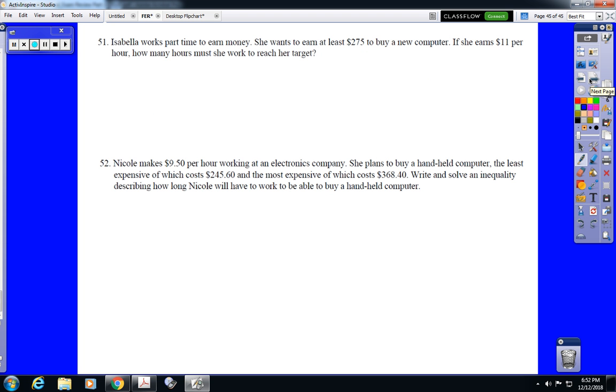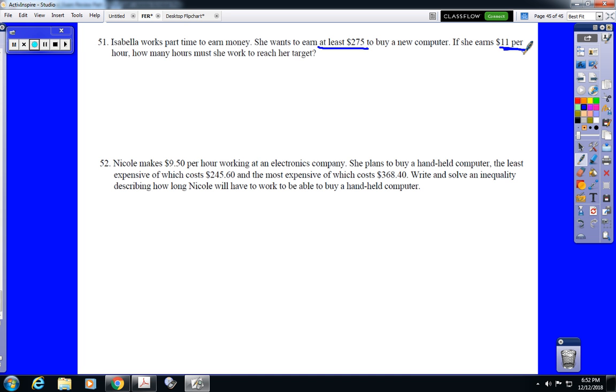Number 51 is asking us to write and solve an inequality. It says Isabella works part-time to earn money. She wants to earn at least $275 to buy a new computer. She earns $11 per hour. How many hours must she work to reach her target?